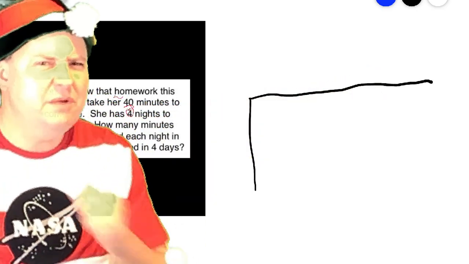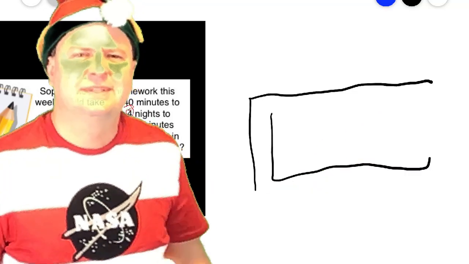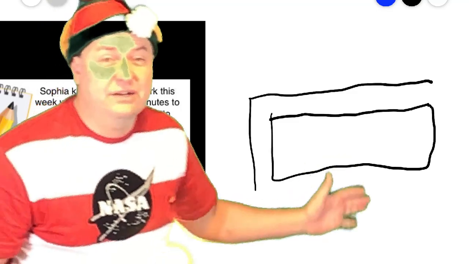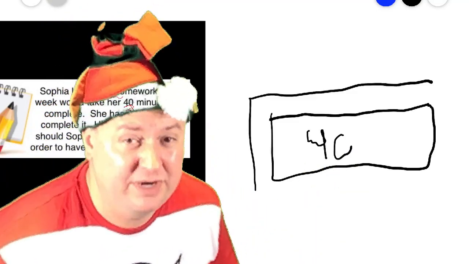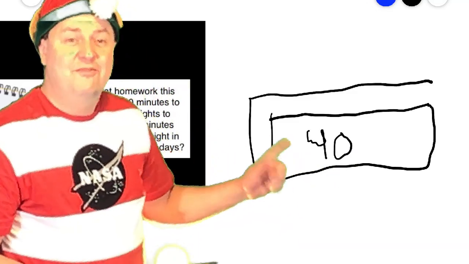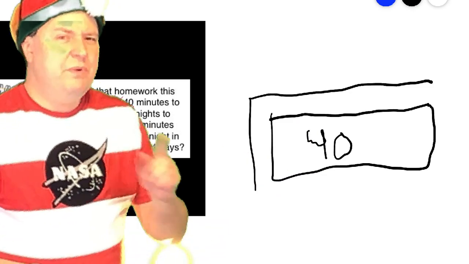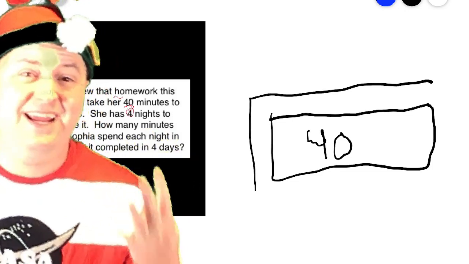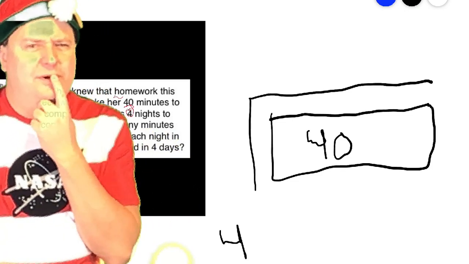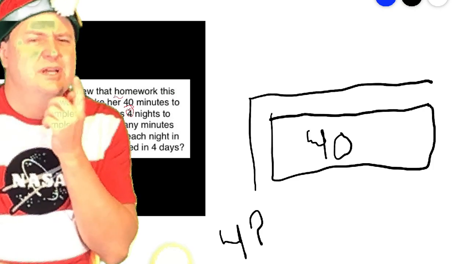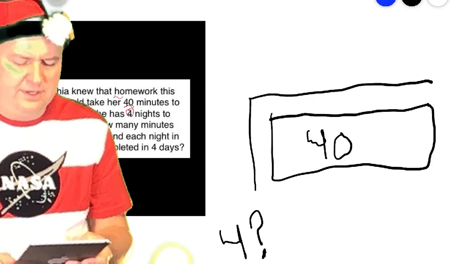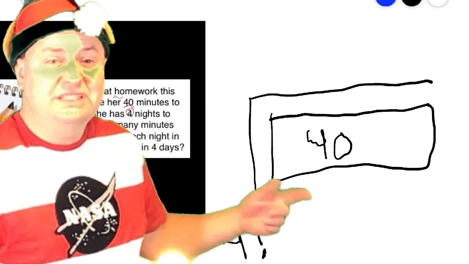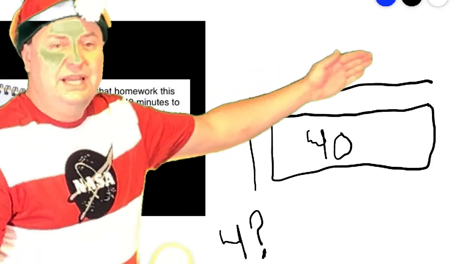Now, what number would we put in here? I'm going to draw that as if it was a big array. Inside there is going to be our array, but we're not going to be drawing an array this time. Yes, 40 would go in there. But we also know she had 4 nights to do it. So where am I going to put that 4? That's the question, right? I know it's either going to come here or here.